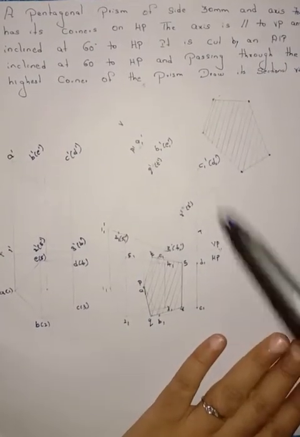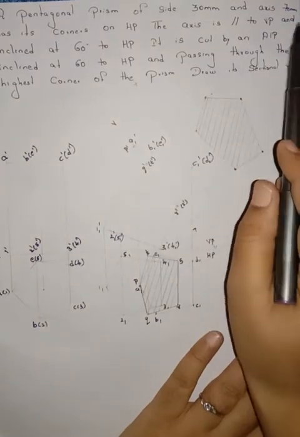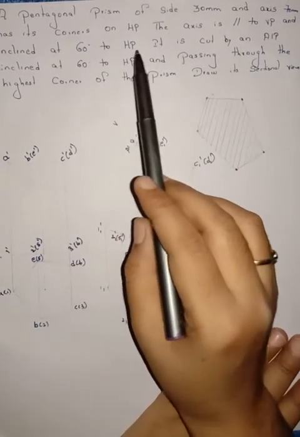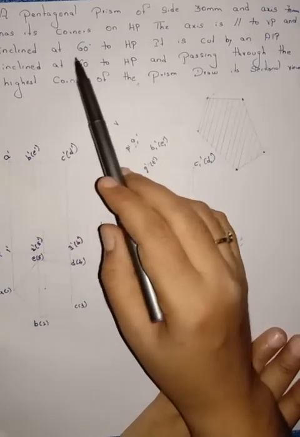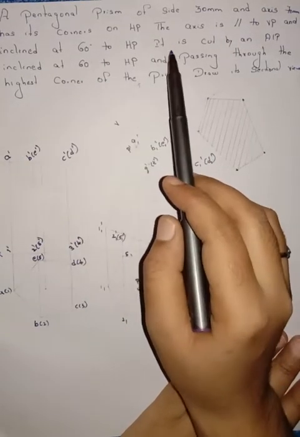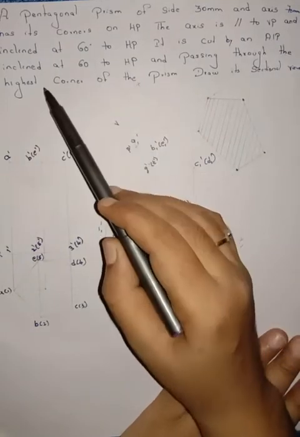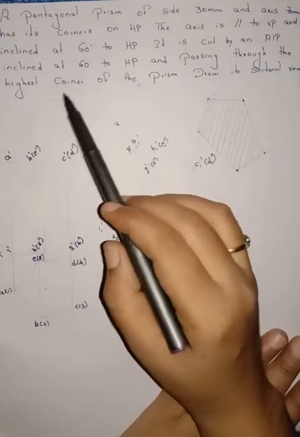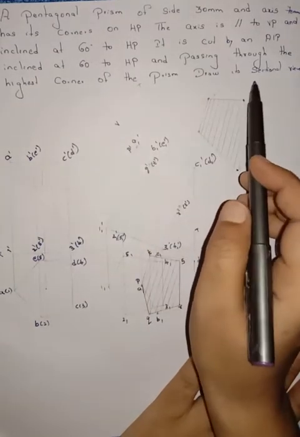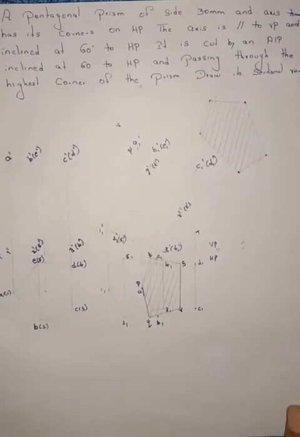A pentagonal prism of side 30 mm and axis 70 mm has its corners on HP. The axis is parallel to VP and inclined at 60 degrees to HP. It is cut by an auxiliary inclined plane inclined at 60 degrees to HP and passing through the highest corner of the prism. Draw its sectional views. So this is the question.